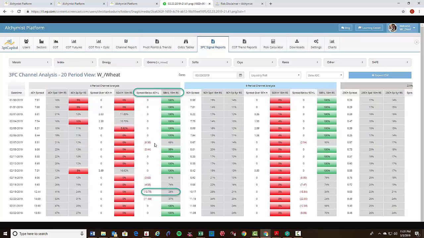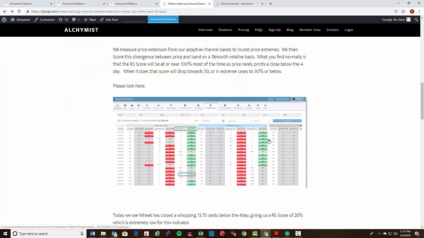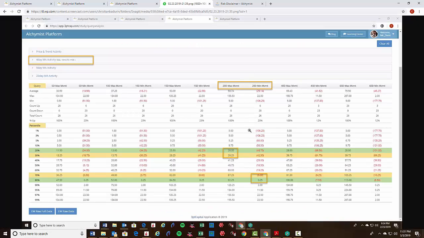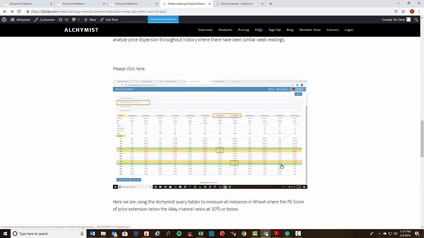So anytime you see prices diving below, it's going to have your 18-month score dropping below 50, and even here towards 26. So this was a situation where we were able to measure that, and really what we found was that the setup was quite compelling. Okay, we've seen that 26 times with a 70th percentile advance of 28 cents versus a decline of only 6. Okay, so very good odds, and we played that.